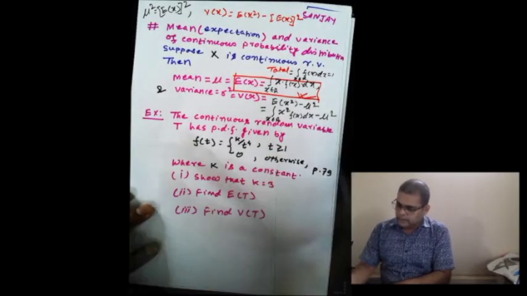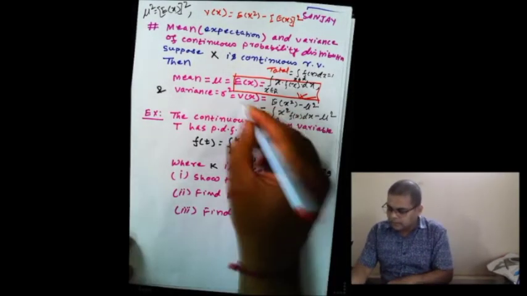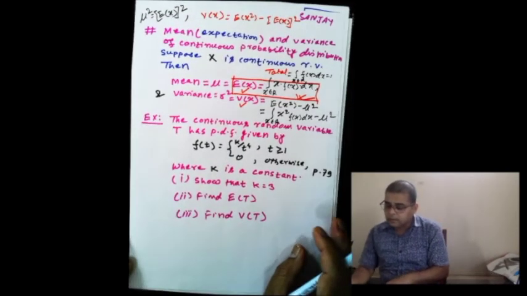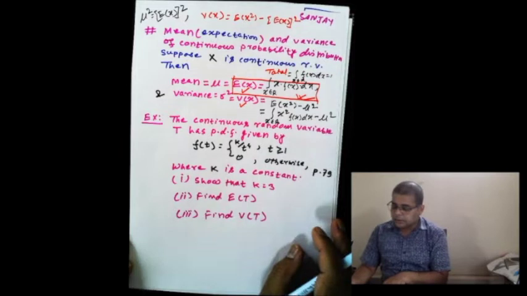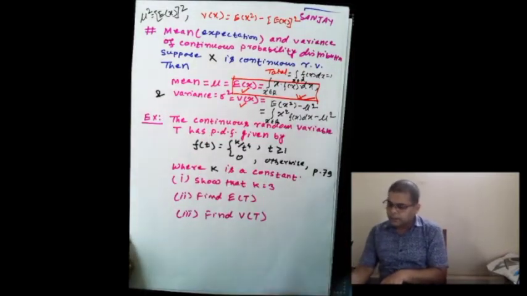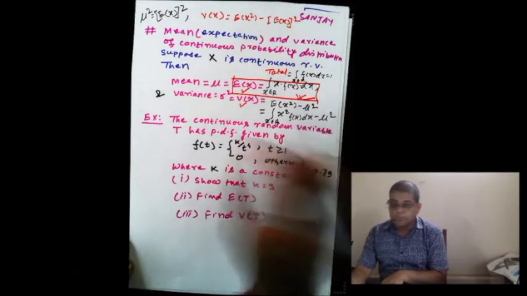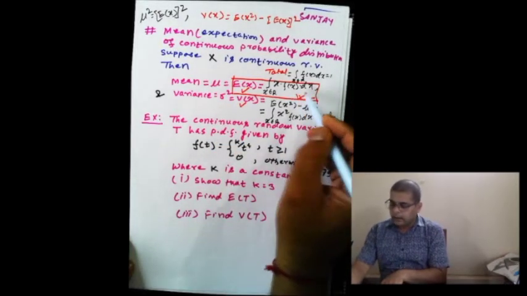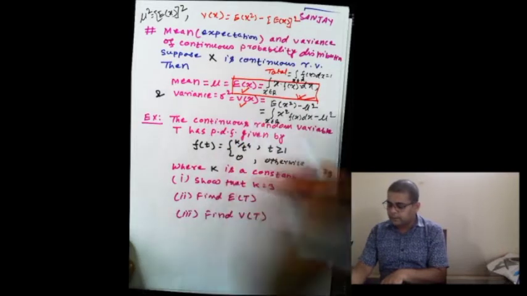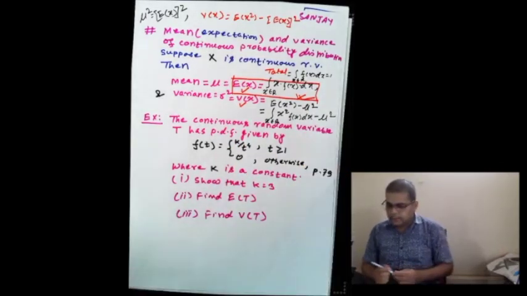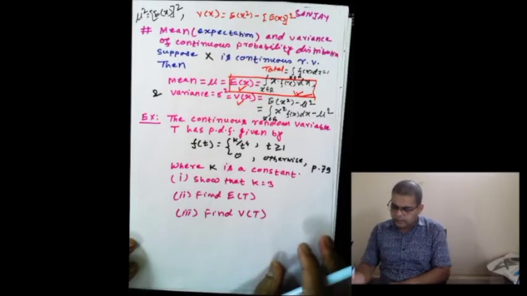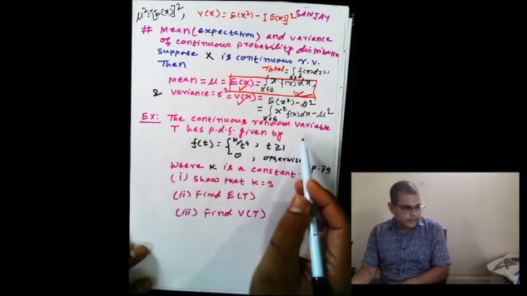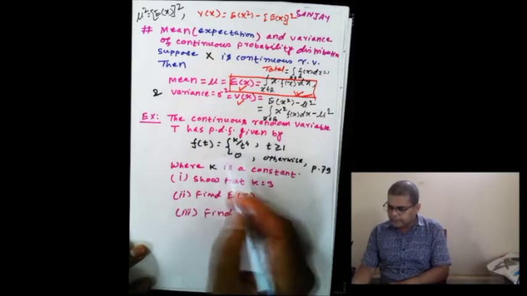So in this way, our formulas for the variance as well as for the expectation of x in the case of a continuous probability distribution are now ready. You have to remember these two formulas. If you are going to find the expectation of x, you have to use this formula, and when you are going to find the variance, you have to use this formula. Here are some examples you can see. This example says that the continuous random variable t has a PDF given by f(t) equal to this.